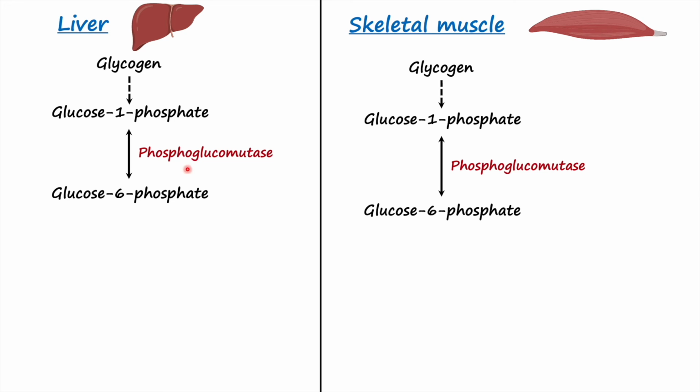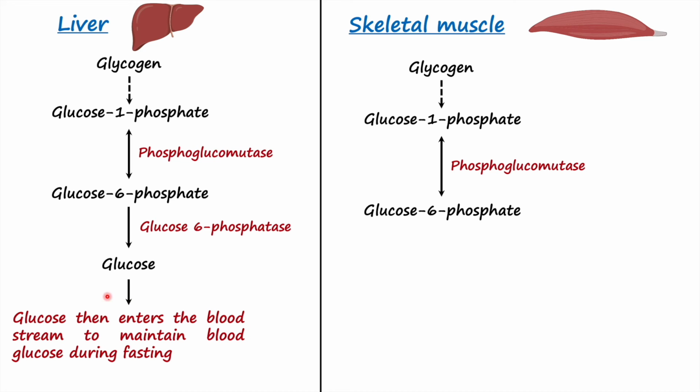Now in liver, once the glucose 6 phosphate is synthesized, it is converted into glucose with the help of the glucose 6 phosphatase enzyme. The glucose generated here then enters the bloodstream to maintain blood glucose during fasting. So this is the main purpose in liver: once the glycogen is broken down into glucose 1 phosphate with subsequent reactions, it will be converted into glucose, and the glucose will be sent into the blood circulation to maintain the blood glucose level during fasting.